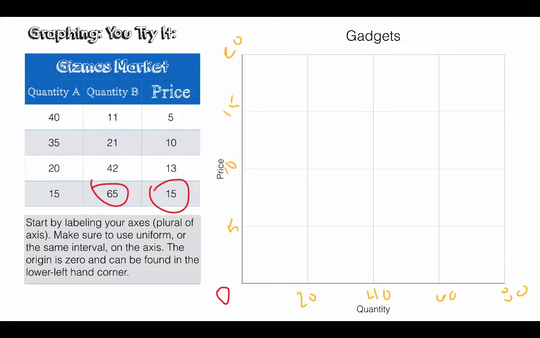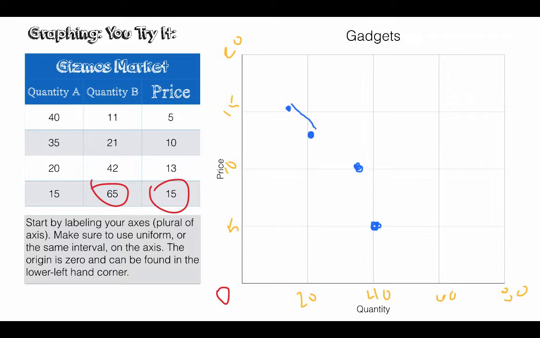All right, so up next, we're just going to start plotting our points, nice and easy. We're going to focus only on A right now. At a price of 5, I have a quantity of 40, and that's right there. At a price of $10, I have a quantity of 35. So that's going to be right there, kind of steep. We'll learn about what steep means in a little bit. At a price of 13, in between the 10 and 15, I have a quantity of 20. So that's going to fall right on my line there. And then 15 and 15, which is going to fall right about there.